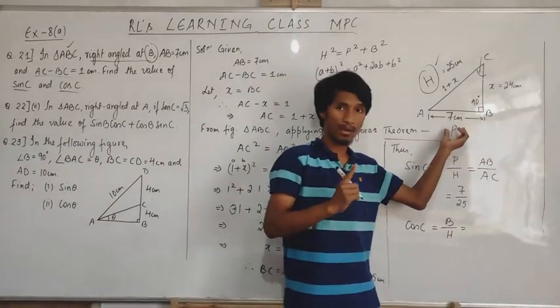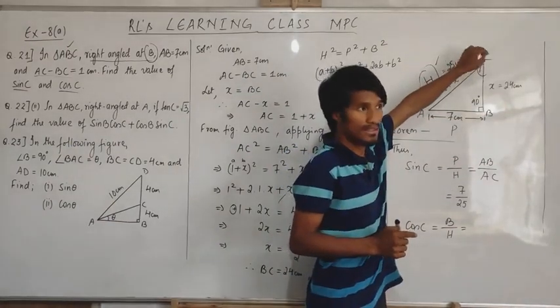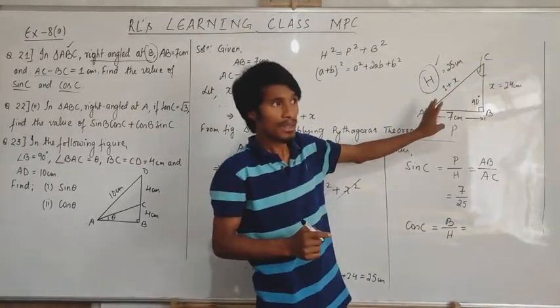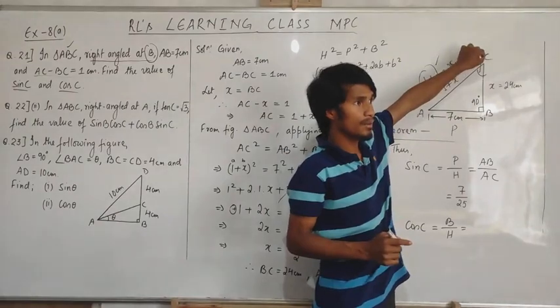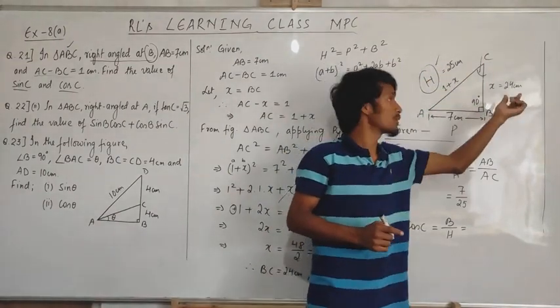If this will be the perpendicular, then this will be the base. You cannot change that. If you take this angle, then this will be the perpendicular, then this will be the base. But if we take this angle C, then opposite to that angle is always the perpendicular, and adjacent to that angle will be the base.